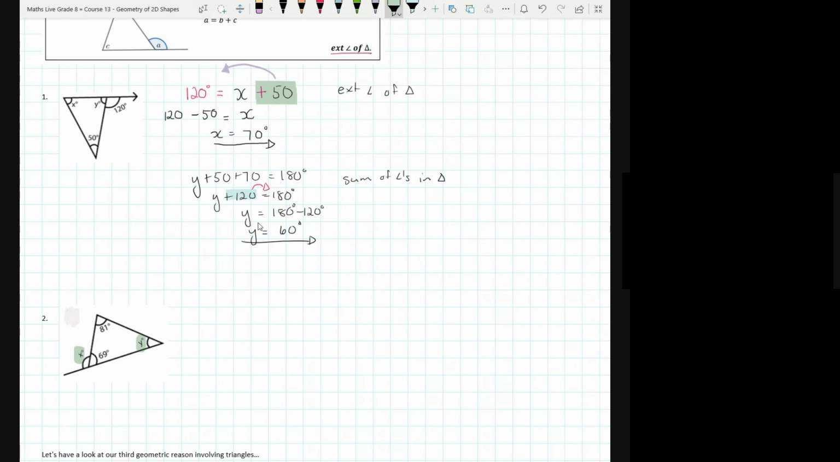Ma'am, can I please try y? You can try y. Tell me what you're seeing. Ma'am, I'm basically seeing 81 plus 68, and I'm basically seeing a triangle, and without the exterior angle, I'm basically seeing the sum of angles in a triangle.